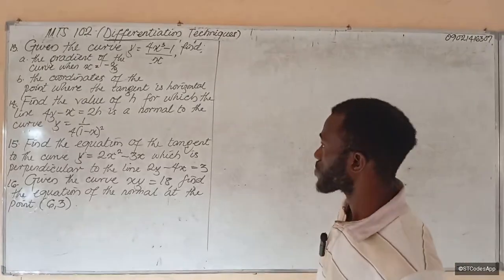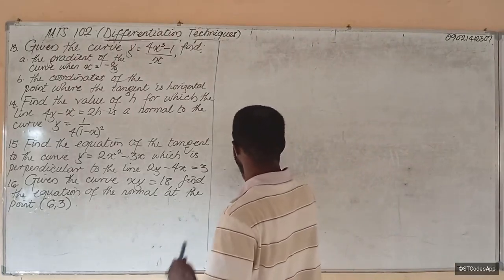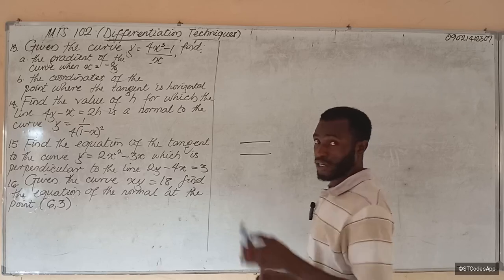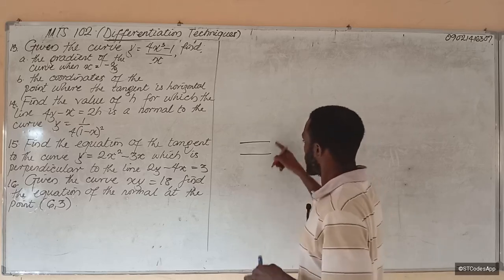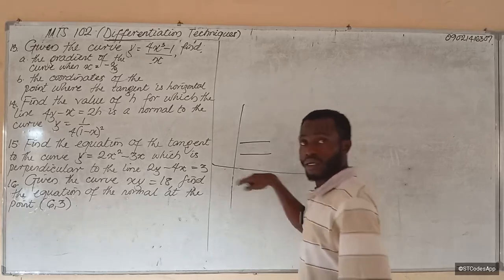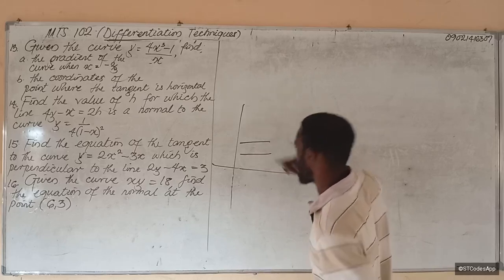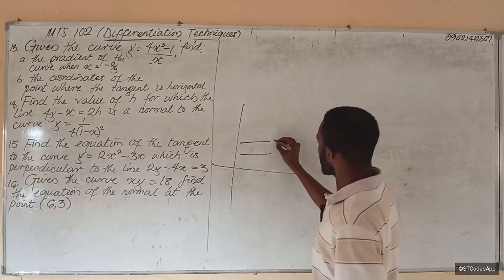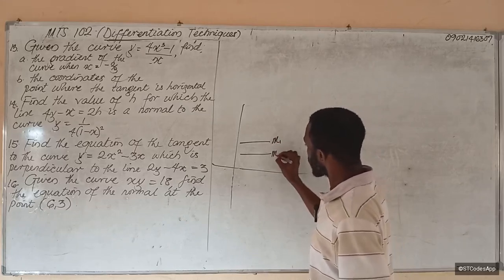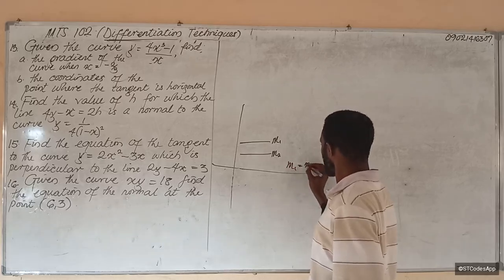The other thing you have to know is that two lines are parallel when both of them have the same gradient. If I put my Cartesian coordinates here, you see that the slopes are alike. So the gradient of one should be equal to the gradient of the other. So m1 will be equal to m2.